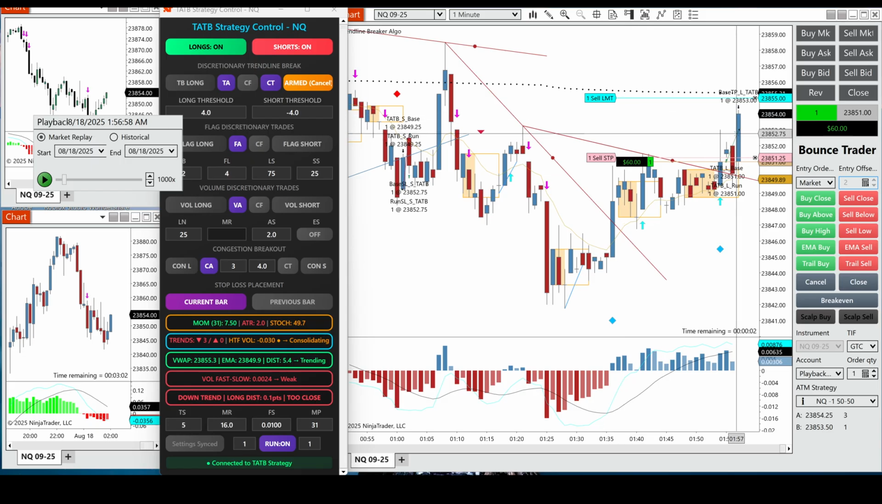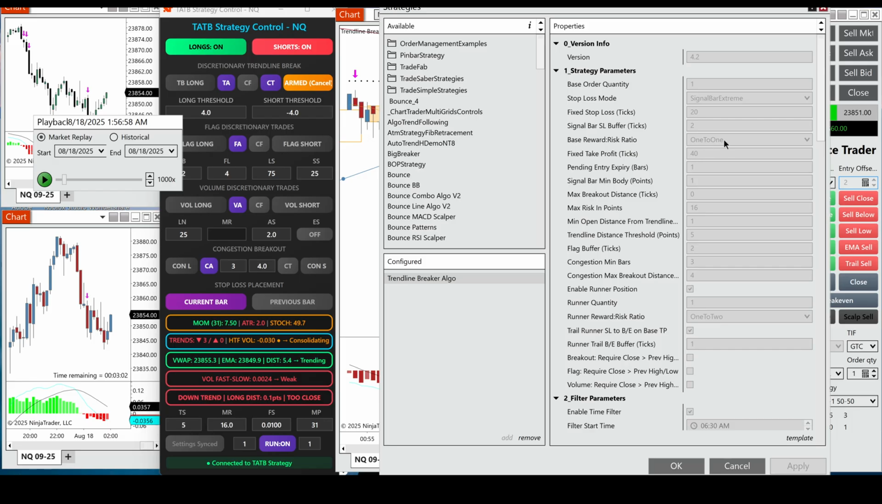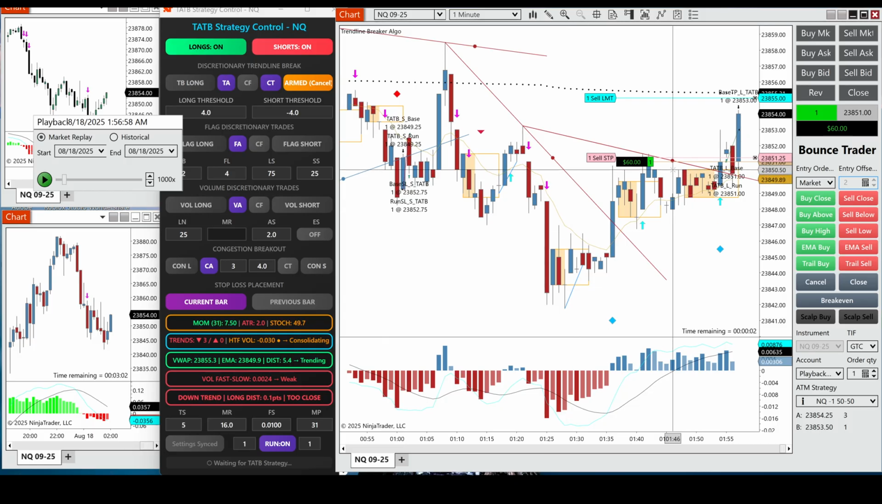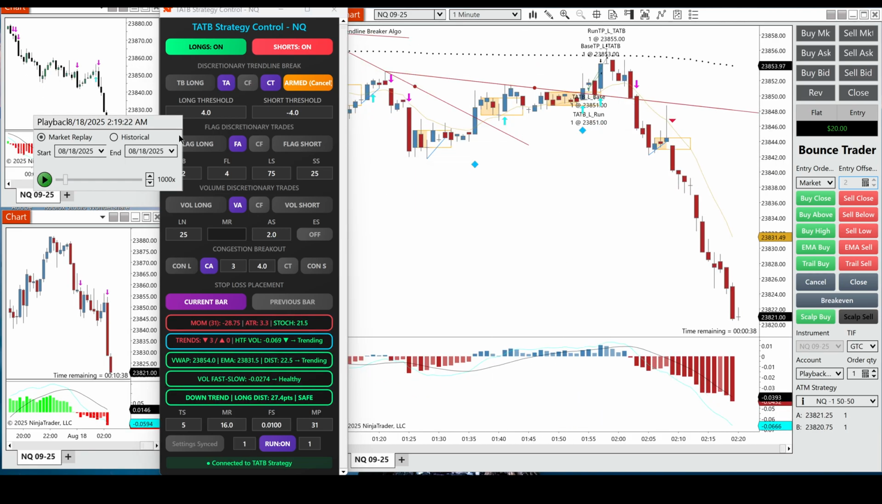In the strategy, we specify that our first target is 1-1 right here, and the runner is 1-2. So we hit our 1-1, and our runner moved to break even plus, well, it moved to the low of this bar. It's pretty smart. Congestion short breakout. So now we took that trade, disarmed it. So let's do it again.